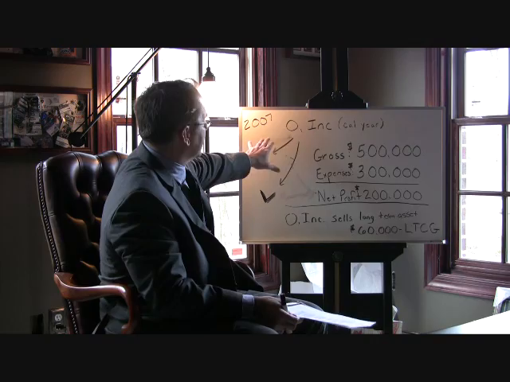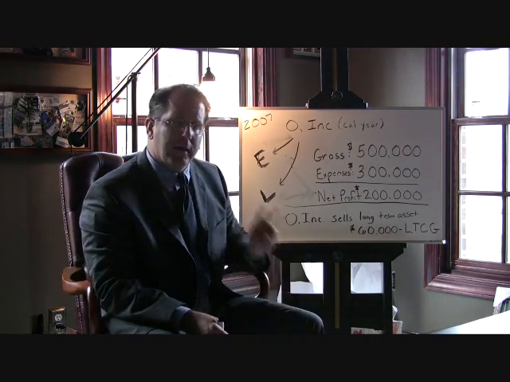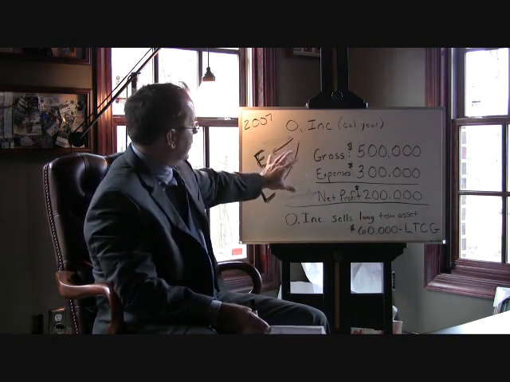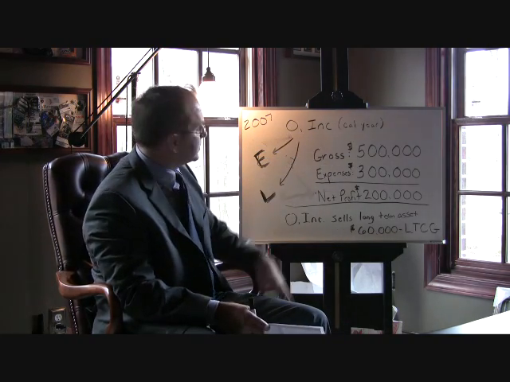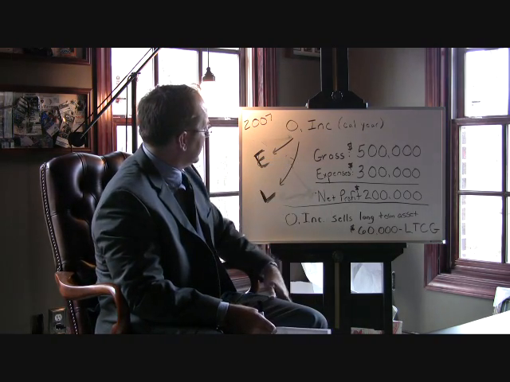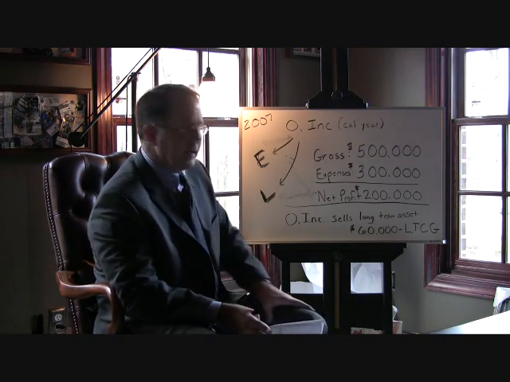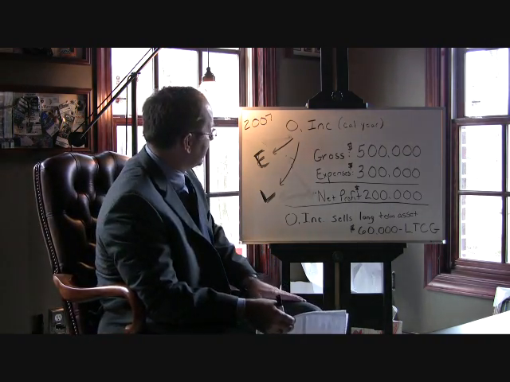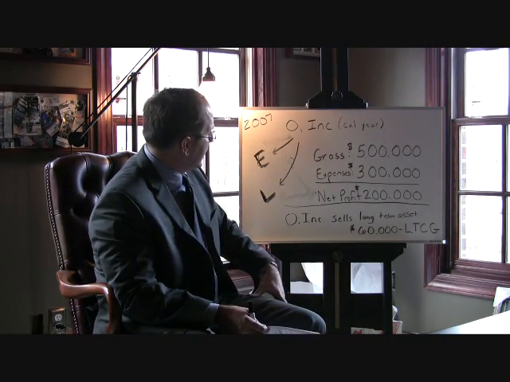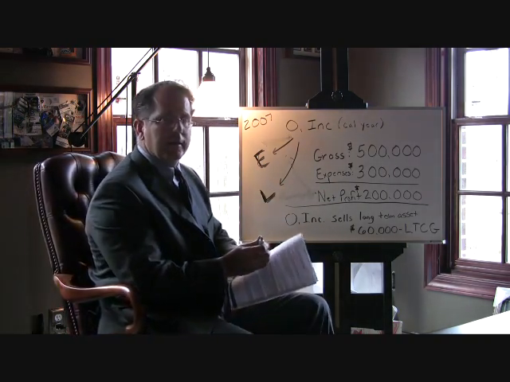We have a 2007 calendar year taxpayer, which is O Inc. O Inc. has two equal shareholders. We have E and we have L. They own 50% each of O Inc. O Inc. for the 2007 calendar year had gross income of $500,000. It then had expenses of $300,000. So what's its net profit? Pretty self-explanatory. It's $200,000. That $200,000 then is distributed to the two equal shareholders if we're dealing with an S Corp.